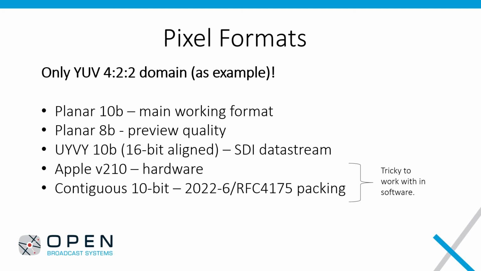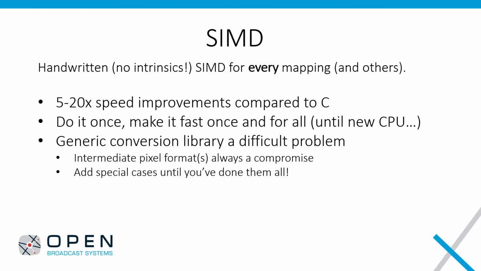You can see why I didn't go into all the acronyms. But the last two in particular are very tricky to work with in software. They're not common. And so what we do is use something known as single instruction, multiple data instructions on the CPU. These are specialist instructions designed for vector operations. And what we do is we write these by hand. We don't use tricks such as intrinsics for every single pixel format mapping to every other pixel format mapping.